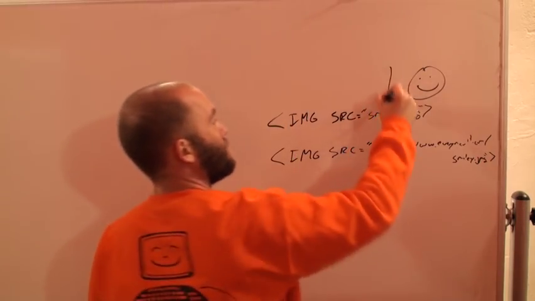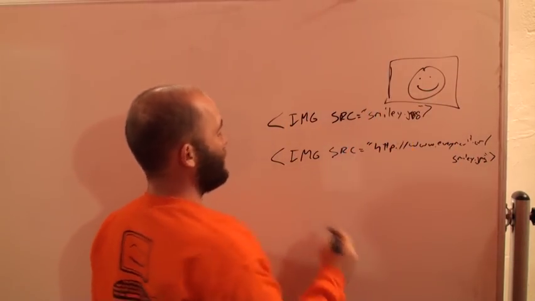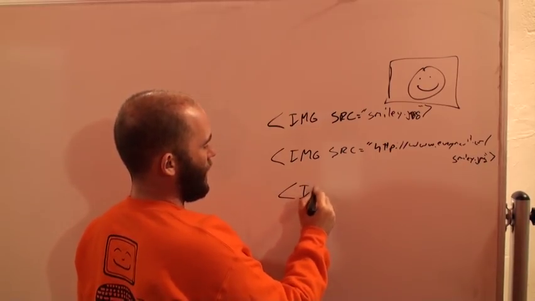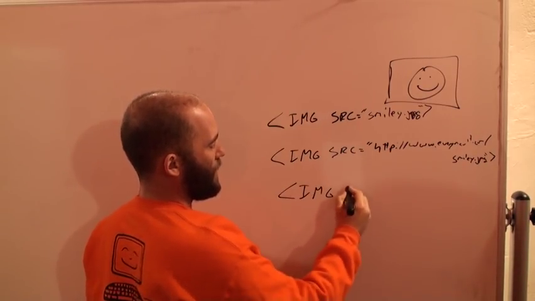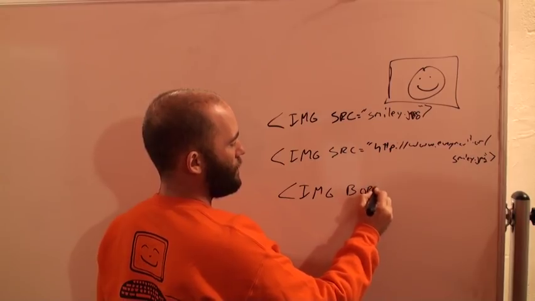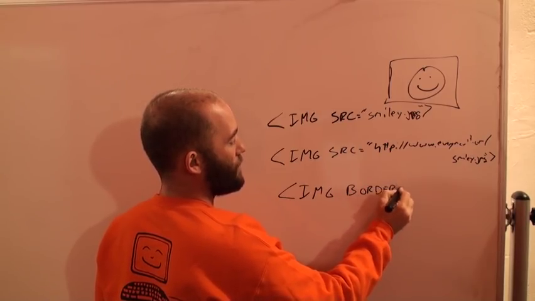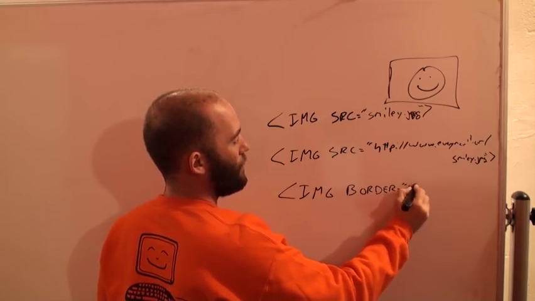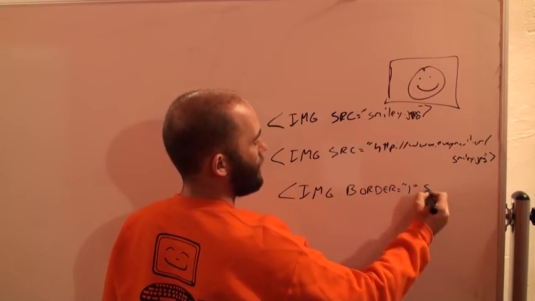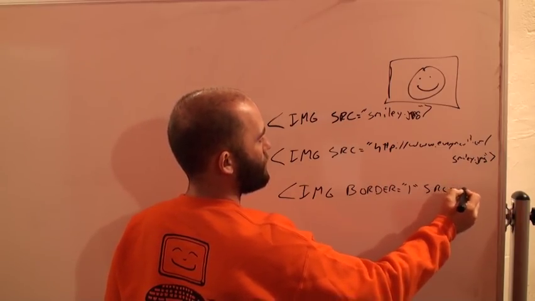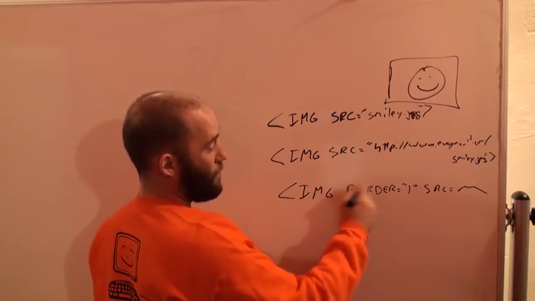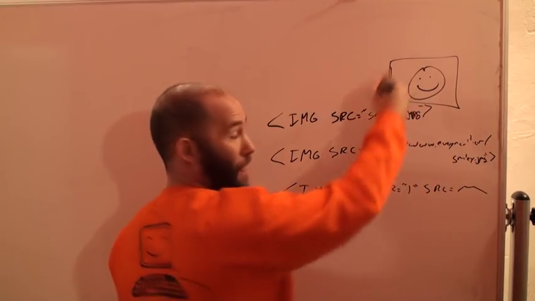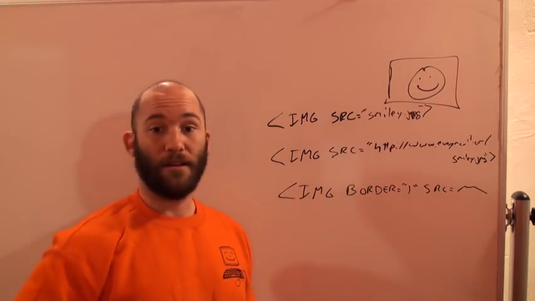So pretty easy. If you want a border, so let's say you want a little border around your smiley, you can do, after the beginning of the image tag, border, just like in table, and then you do one or more, and then src equals blah blah blah.